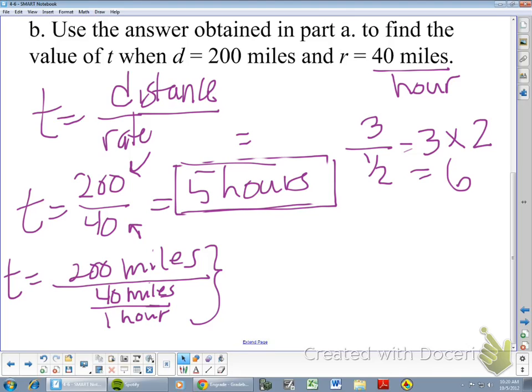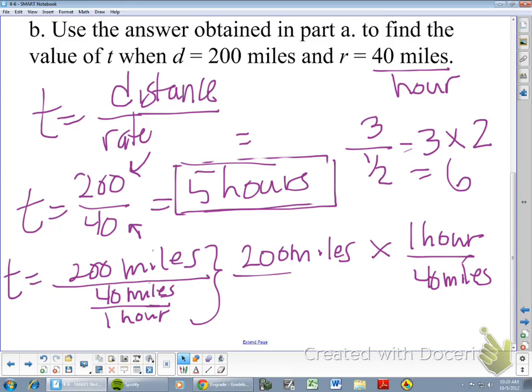We're going to do the same here. We're going to do 200 miles times the reciprocal of the denominator. So I have 1 hour over 40 miles. And this thing that I'm multiplying by, 1 hour over 40 miles, is a whole number, so I'm going to put that over 1. Now, I'm going to cancel out the units of miles, because I have a unit of miles in the numerator and I have 1 in the denominator, and I have the hours left. Okay, so I know that we can do it.